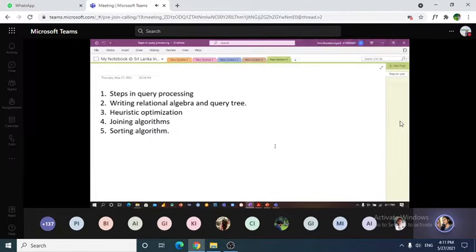So today I'll be doing query processing for y'all. Query processing is a lesson which has to be done for about 3 hours, but I have only 1.5 hours. So within that time, I'll give you all the core knowledge that you need.